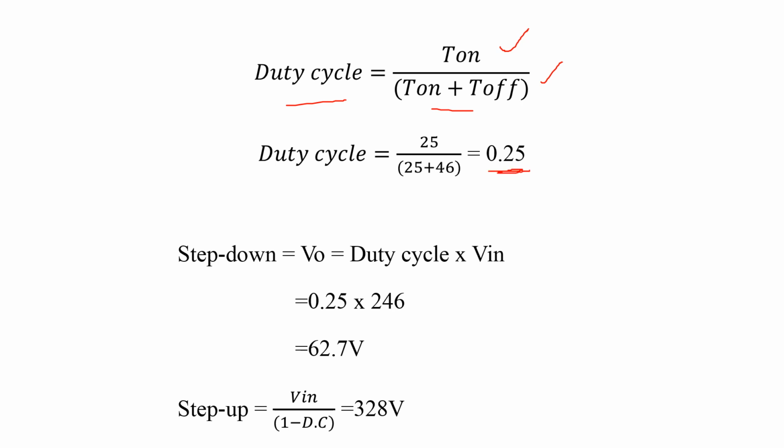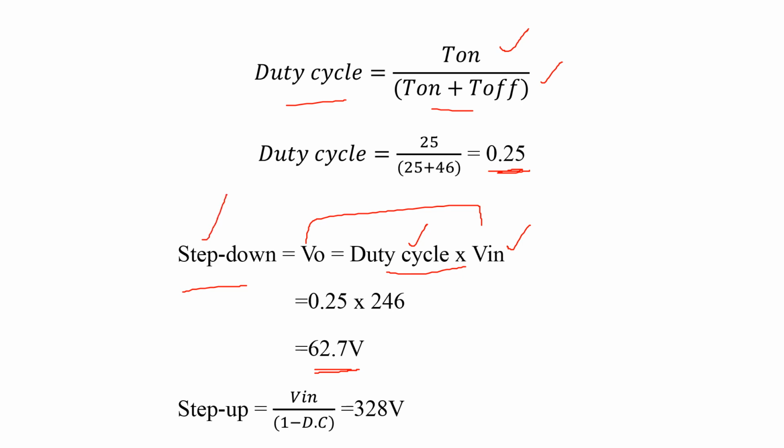If we consider a step down chopper, then we know the relation between input and output is V naught equal to duty cycle times input. We know the duty cycle value as well as the input value. By substituting, we get this amount of voltage, which is less than the given input voltage. This amount of voltage is possible if the chopper is a step down chopper.